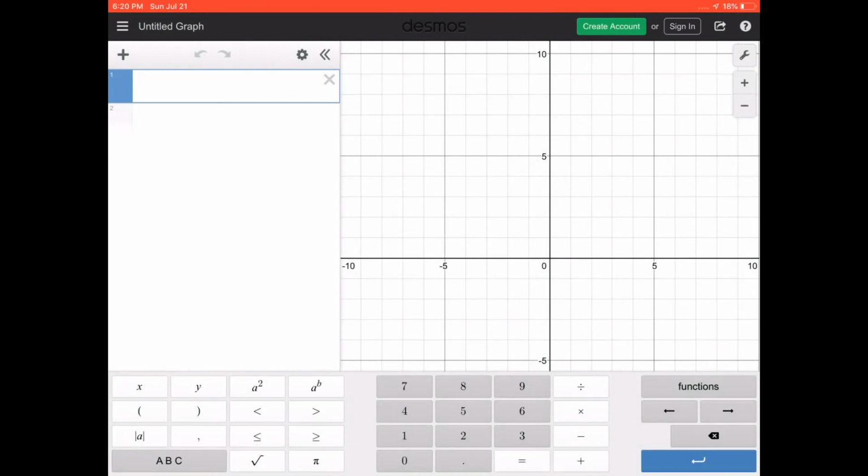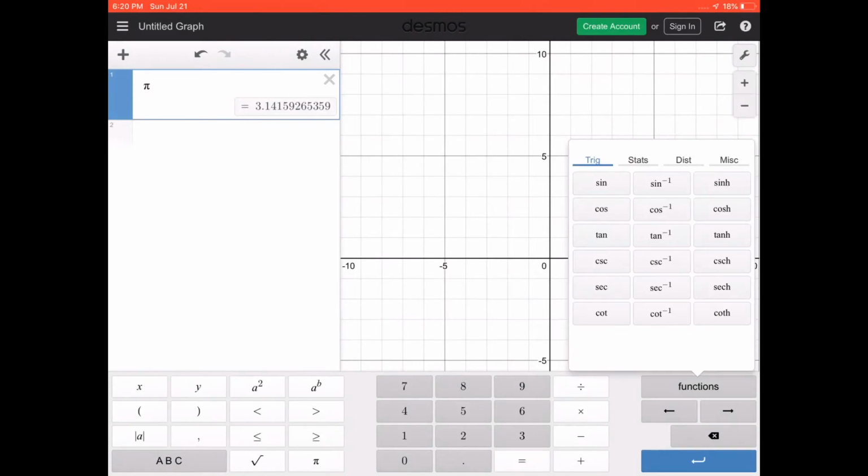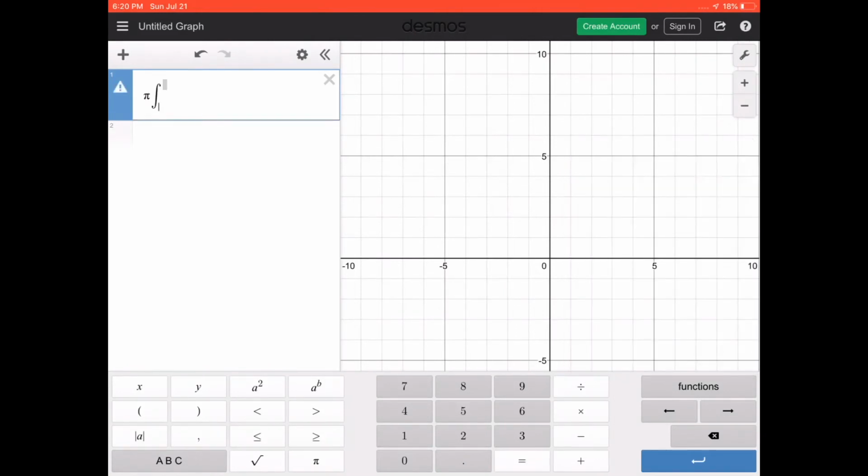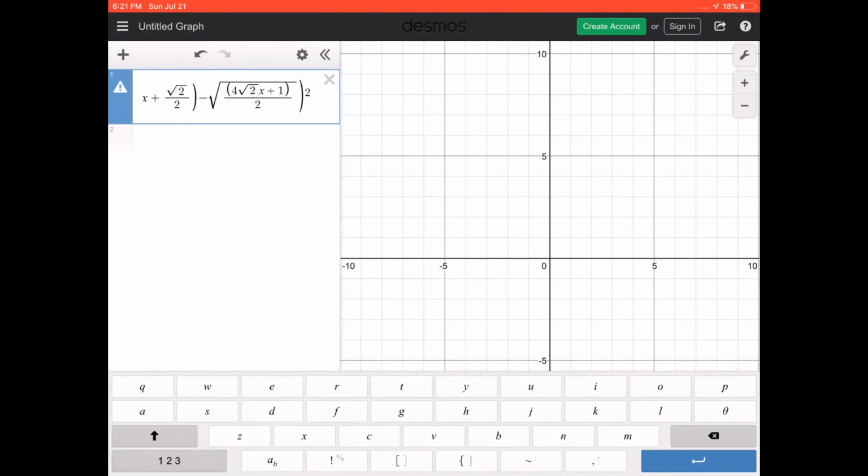Okay, so we have that the volume of revolution is going to be pi times the integral. So we're going to go to functions, miscellaneous. We're going to take the integral from 0 to radical 2 of x plus root 2 over 2 minus the square root of 4 times radical 2 times x plus 1, and all of that divided by 2. So we're going to divide that by 2, and we're going to square everything, so squared, and then dx.